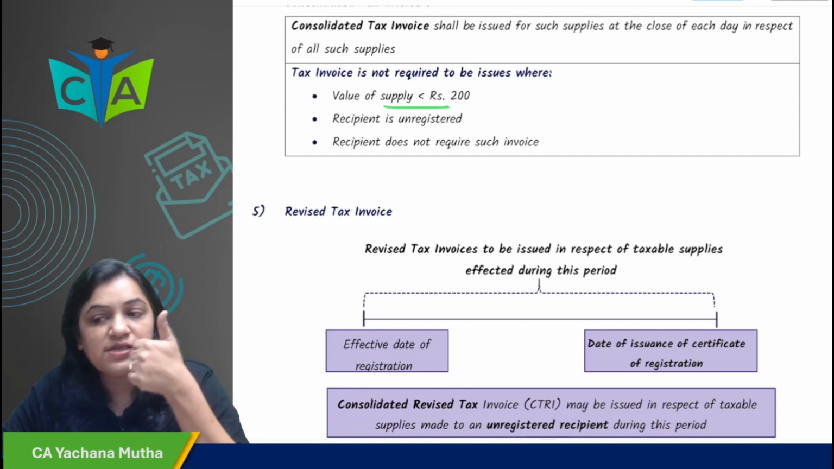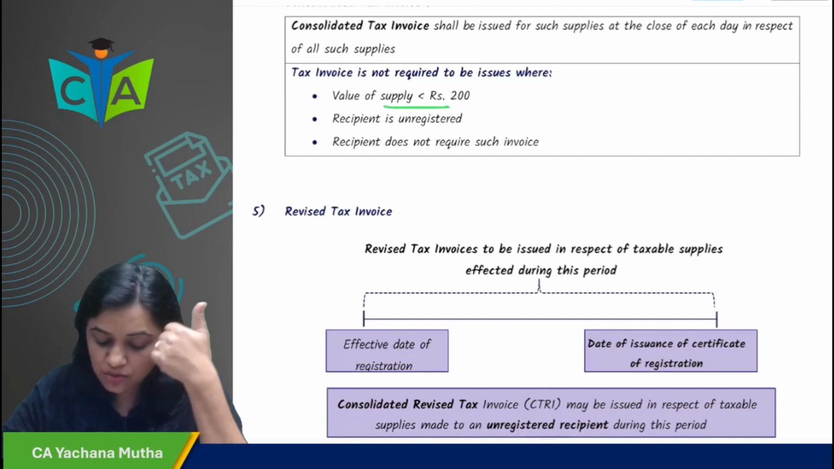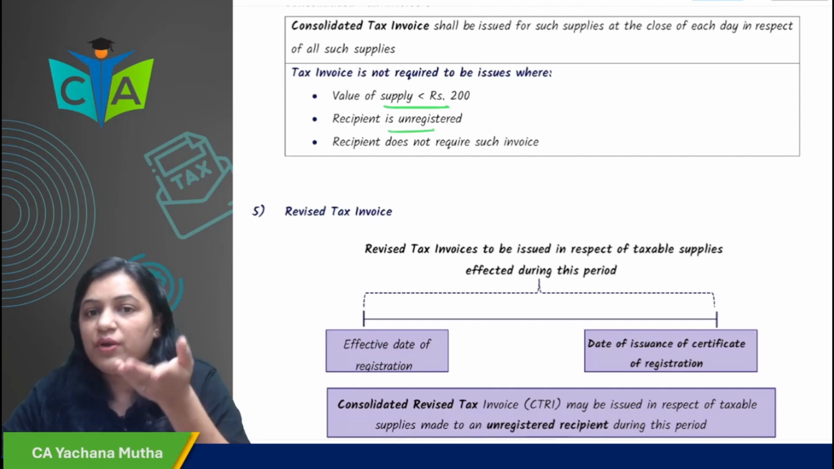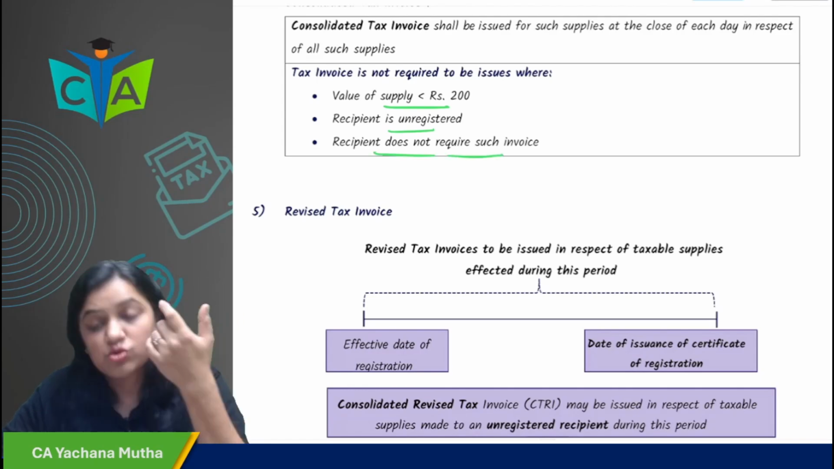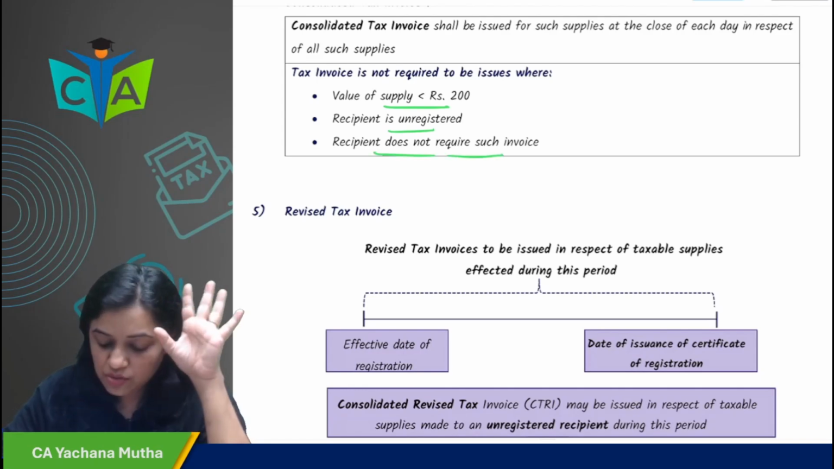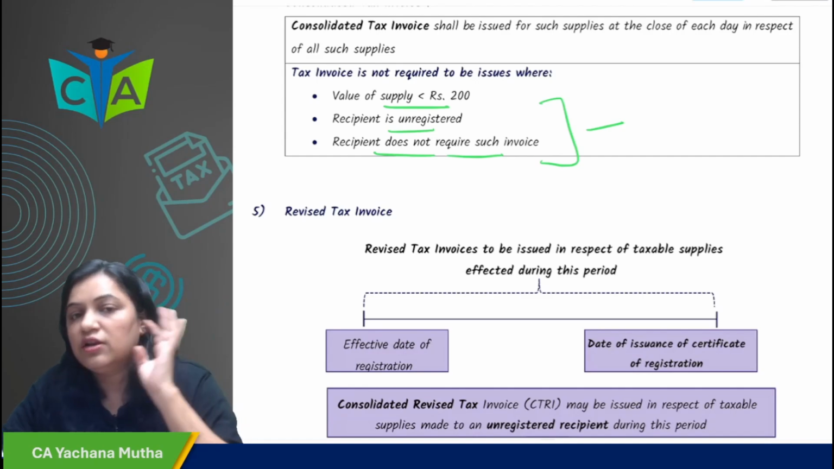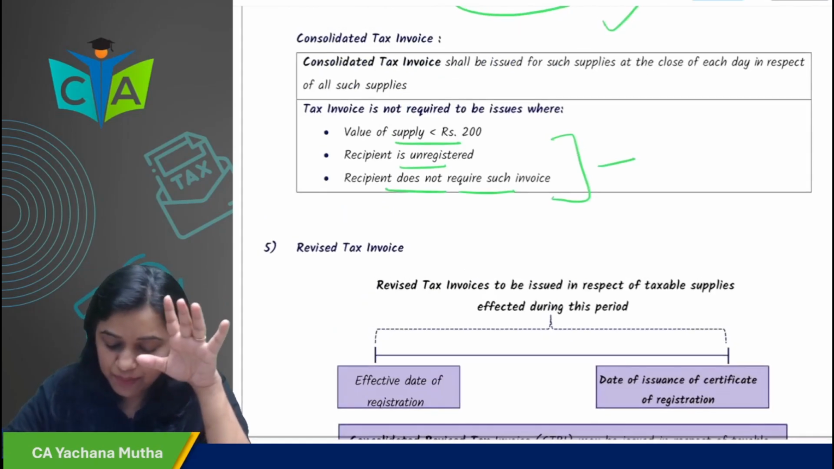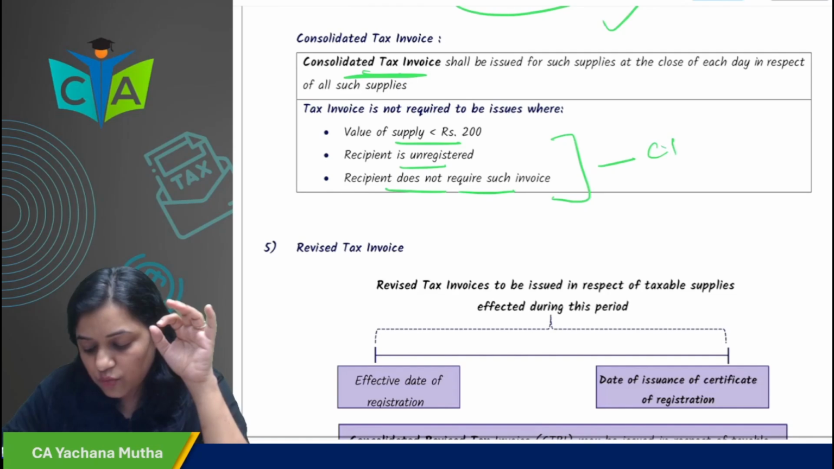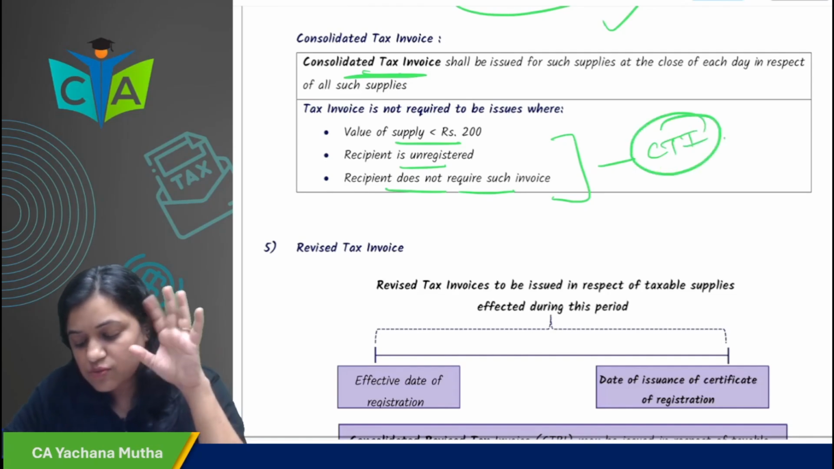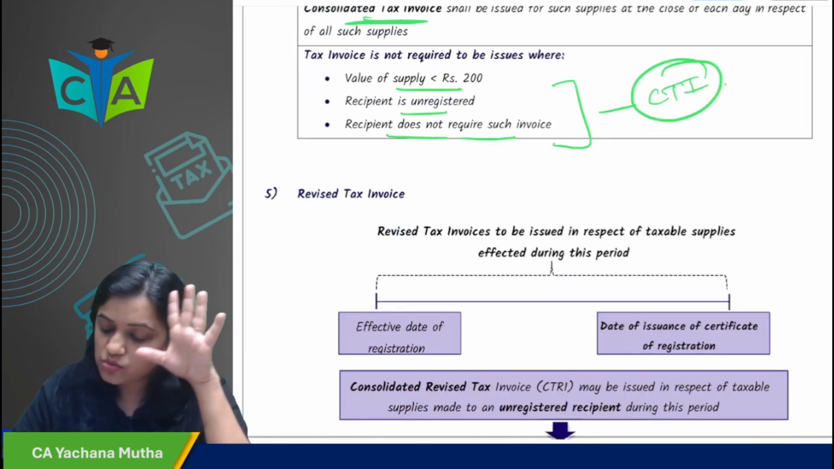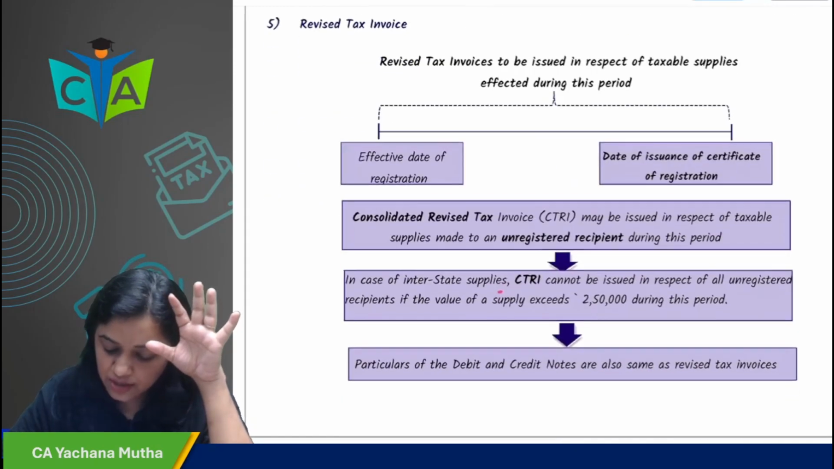When the value of supply is less than 200, the recipient is unregistered, and the recipient does not require the invoice, so if these three conditions are satisfied, in that case a consolidated tax invoice will be issued at the close of each day. I hope it is clear.